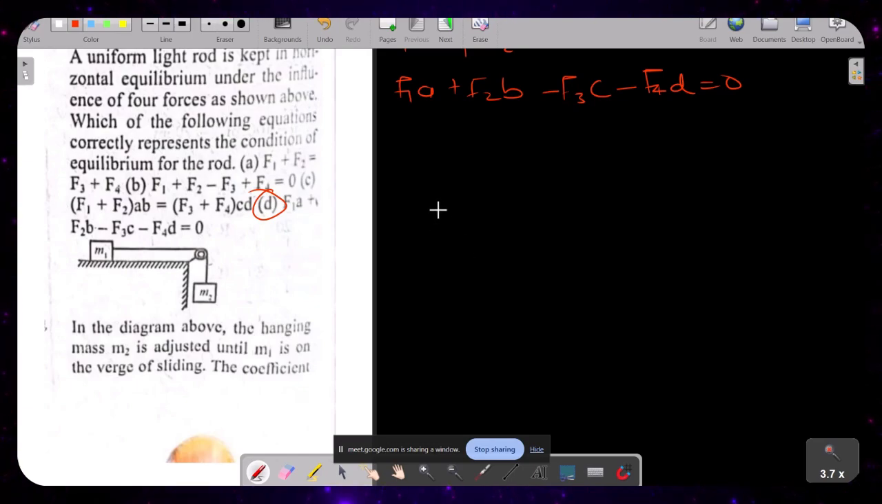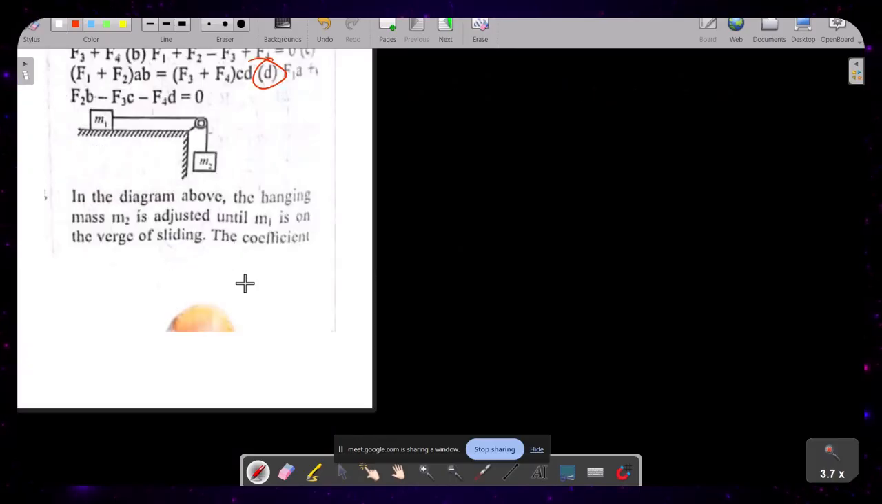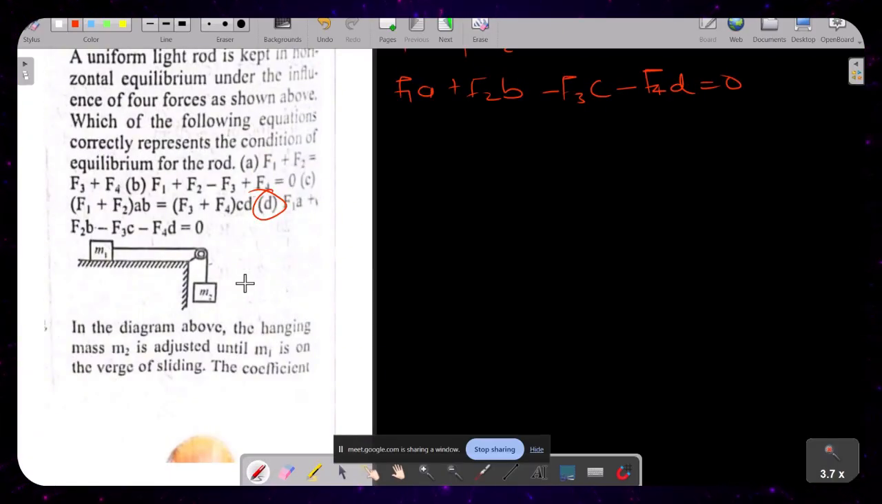Okay, so let's look at it. The question says, in the diagram above, the hanging mass M2 is adjusted until M1 is on the verge of sliding. So until M1 is on the verge of sliding. And since this question falls under friction, there's something that you need to know.